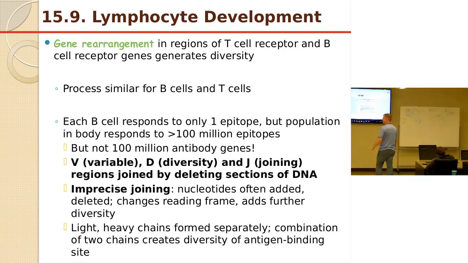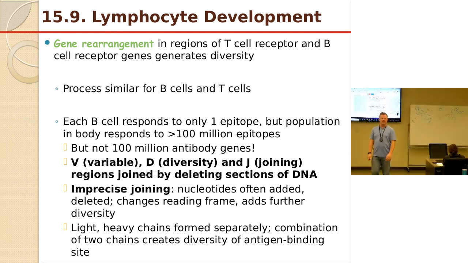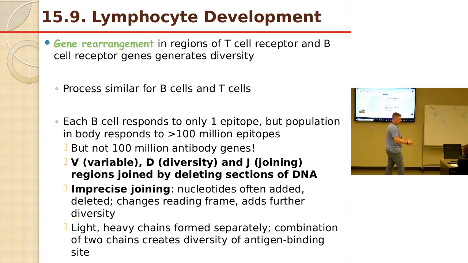They are joined, and different sections of the DNA are deleted. By doing that, it helps change what the epitope is that the B or T cell is recognizing. It's called imprecise joining. Nucleotides are added or deleted, causing all that diversity. So it's naturally causing mutations on purpose. That's what we're doing here. Normally, mutations are a bad thing. Normally, a mutation causes some major disease.